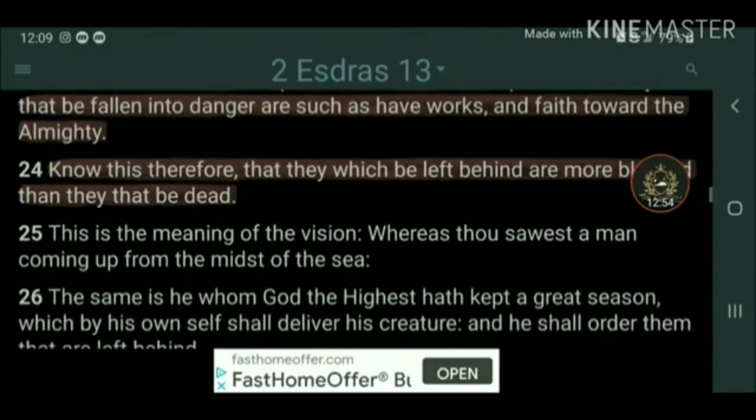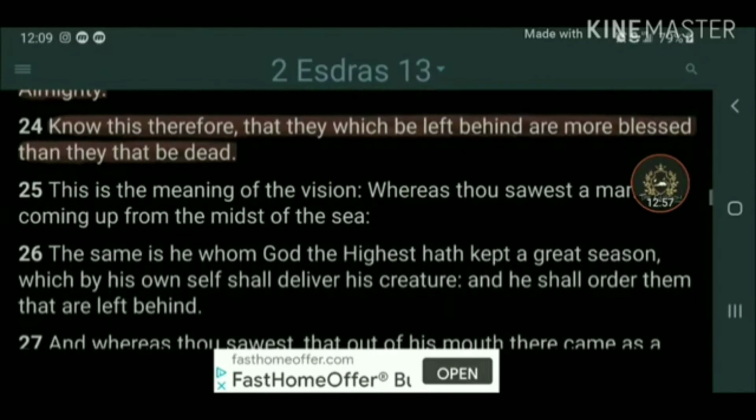Know this, therefore, that they which be left behind are more blessed than they that be dead.